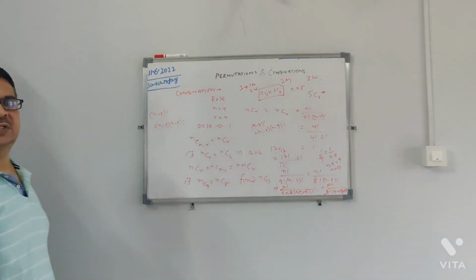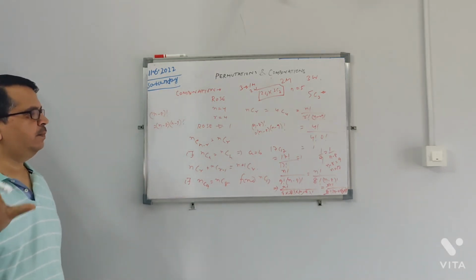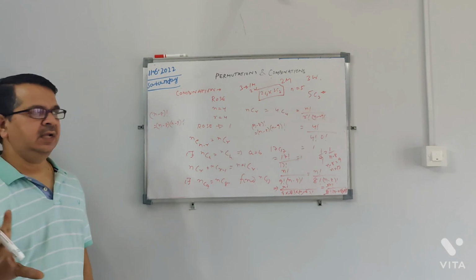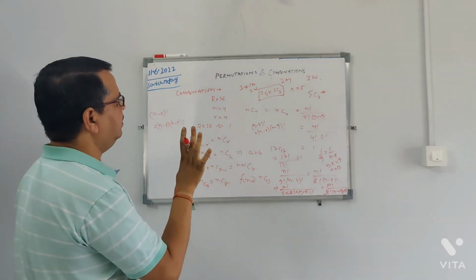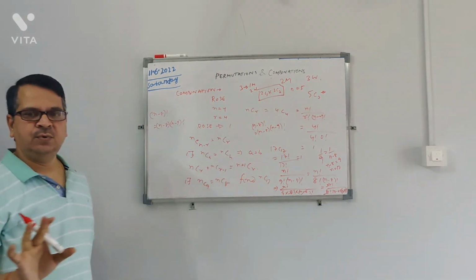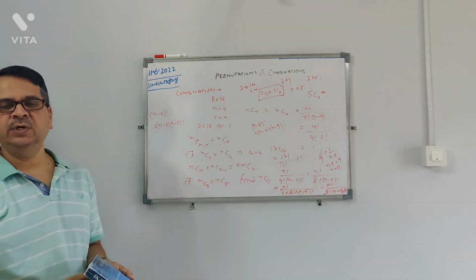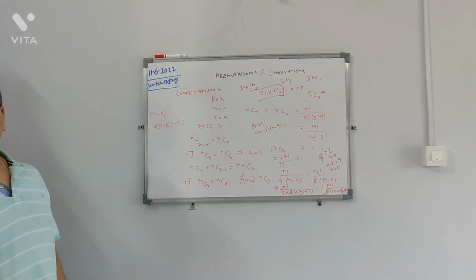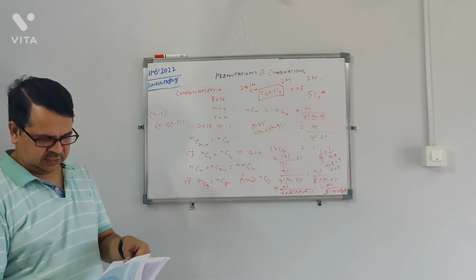So this kind of question can come. Let me summarize. There are 5 people, 2 men and 3 women. You want to select a group of 3 with 2 women and 1 man. 2 women can be selected out of 3 in 3C2 ways, and 1 man out of 2 in 2C1 ways. You have to multiply them. That is the number of ways to form a group of 3 consisting of 2 women and 1 man from 5 people. Understood? This is all about combination.